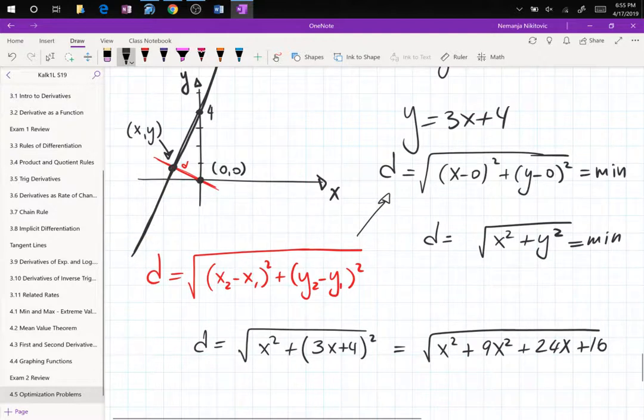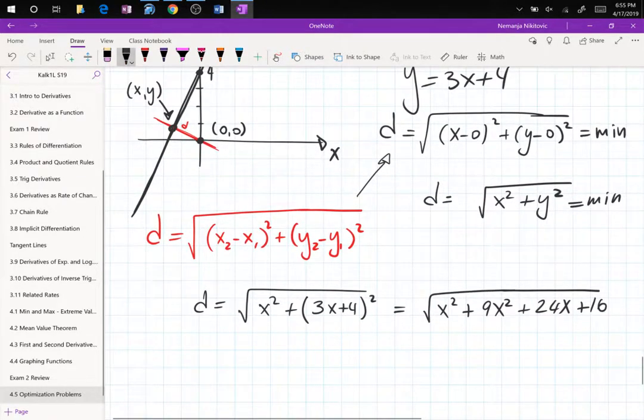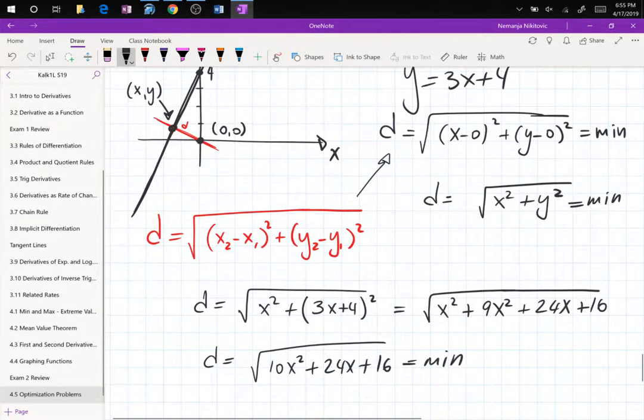Please don't forget that 24x is there: you're squaring a binomial, so there is a middle term, 24x. It's also known as the grade slayer. So the distance formula now is the square root of 10x squared plus 24x plus 16 equals a minimum. We all see that this equation only has x's. So this is where we hit it with the derivative with respect to x.